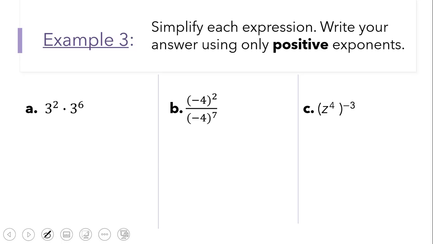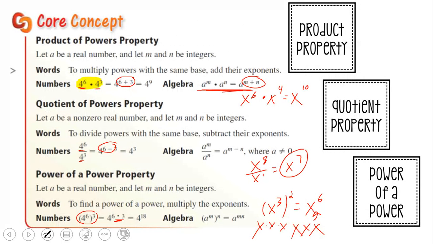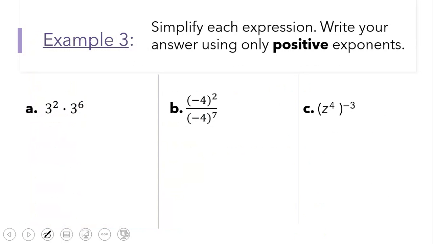So notice right here, we have our first rule, our product of powers. So we're multiplying the two exponents together. They have the same base. So we can just add those exponents together, and you would get 3 to the 8th power. In our second example, we're dividing. So we're going to subtract them. You're going to get -4 to the -5th power.